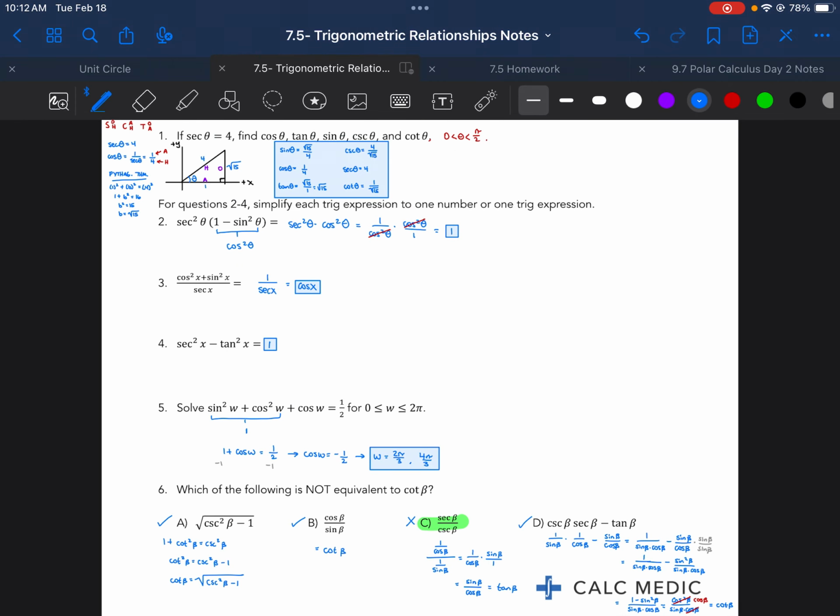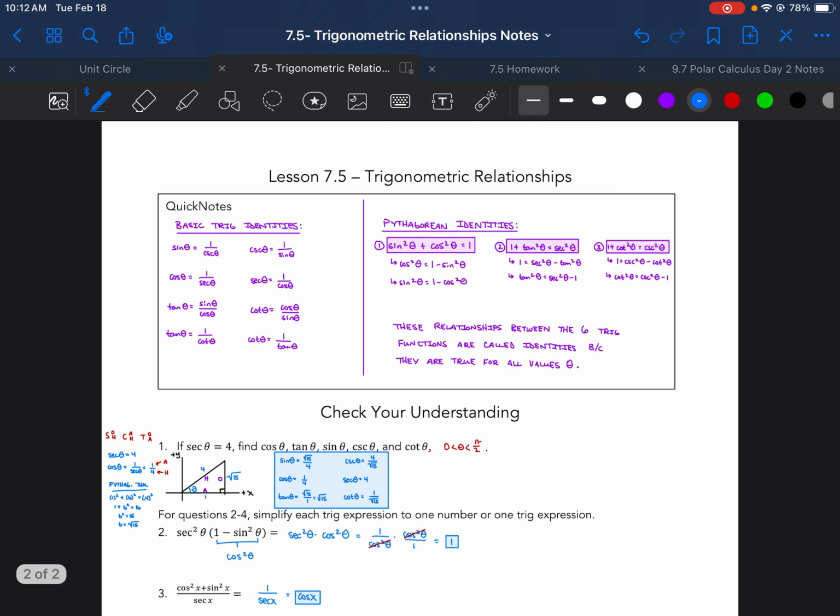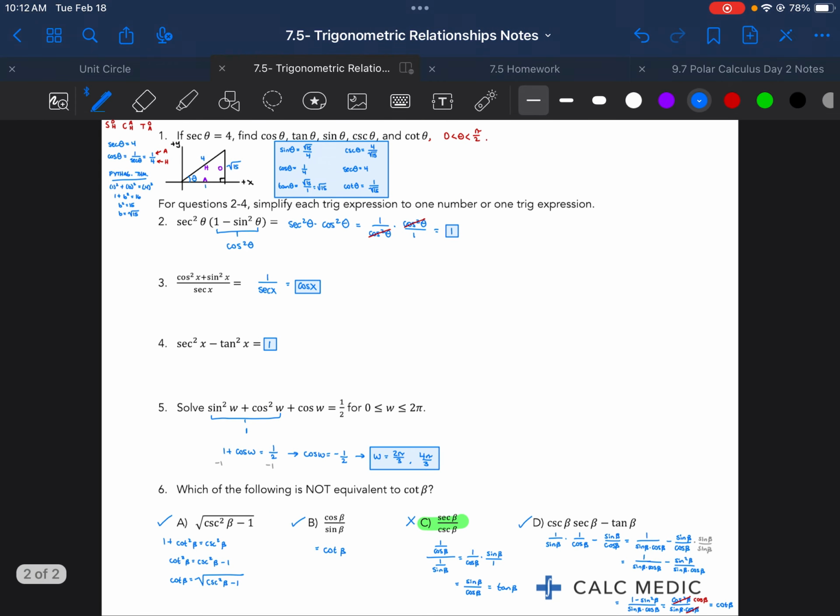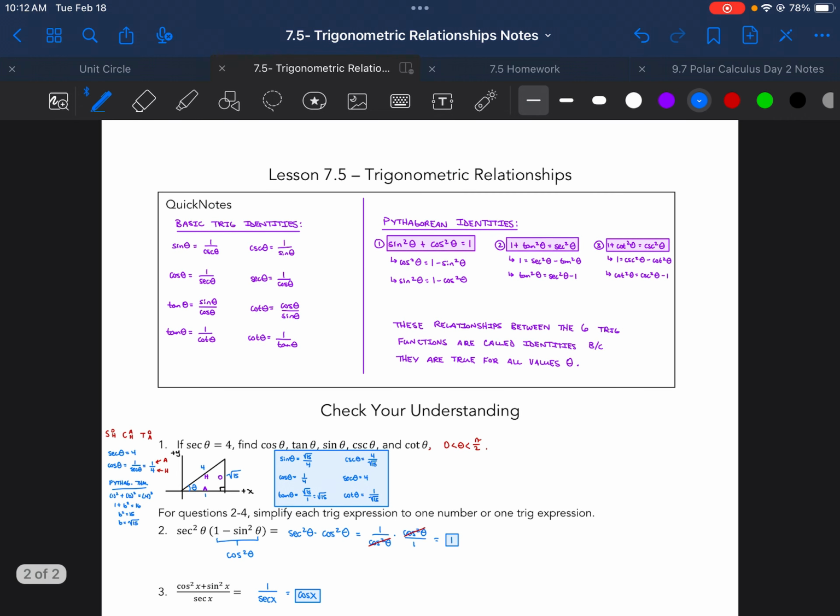All right, what I'm going to do next, since the homework is pretty long and this is a very important set of notes, I'm actually going to make a video where I walk you through my key to the homework.